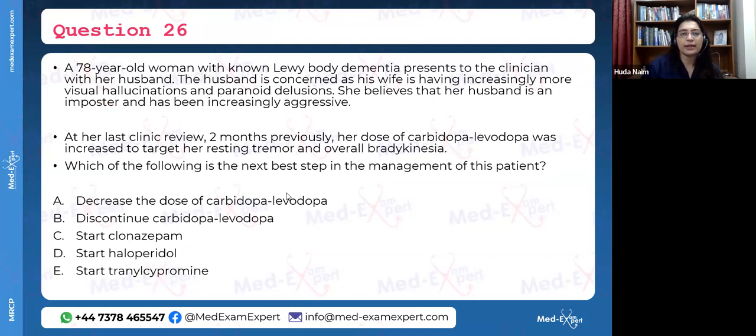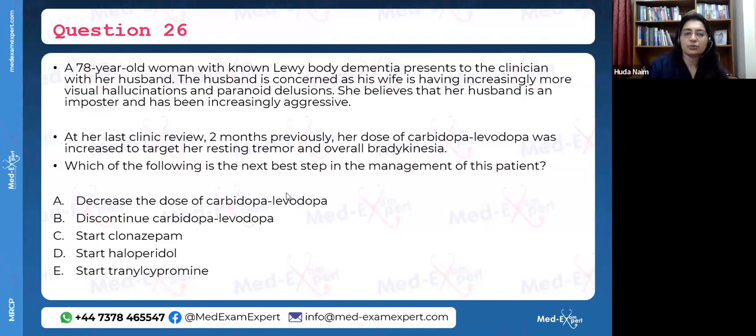What has happened, Dr. Smileen? Why are you saying A? Why is it A? Yes, you cannot stop levodopa, carbidopa. You cannot discontinue. So you're right, Dr. Smileen.